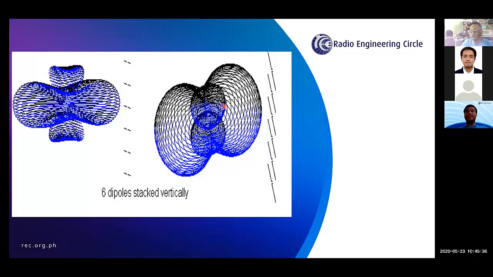So, example, 6 dipole stack vertical. Ayan, kung makikita nyo, 6 na stack yan. No? Antena. Ganyan pa rin ang radiation pattern niya. Backward. Ganyan pa rin ang figure 8. Figure 8 na sexy.